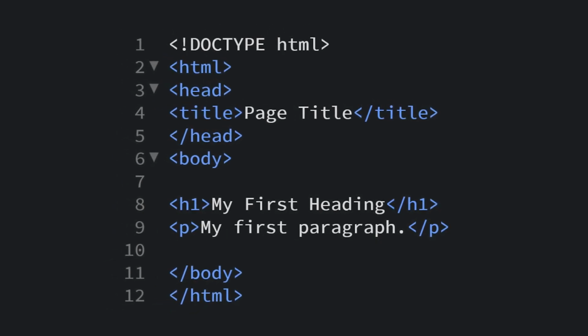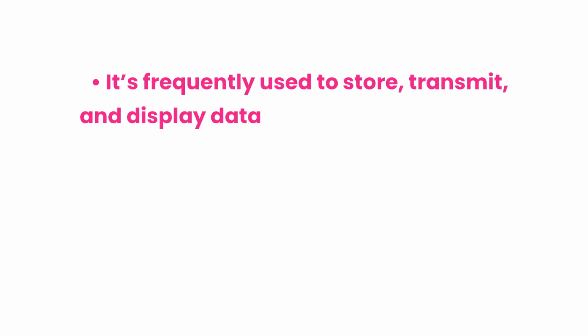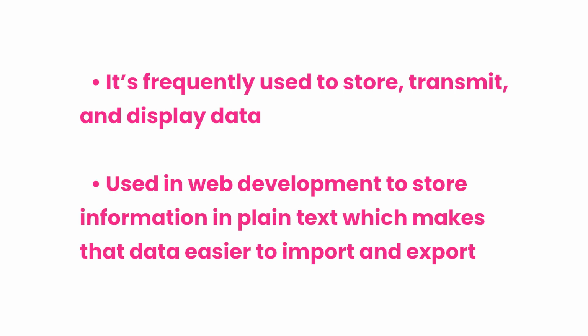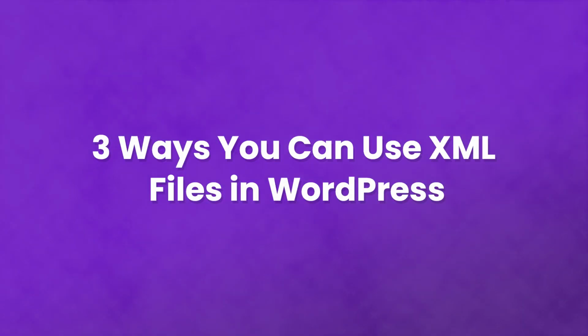As far as XML itself goes, it has a lot of uses. It's frequently used to store, transmit, and display data. In addition, it's used in web development to store information in plain text, which makes that data easier to import and export. Let's look at three ways you can use this functionality in WordPress.